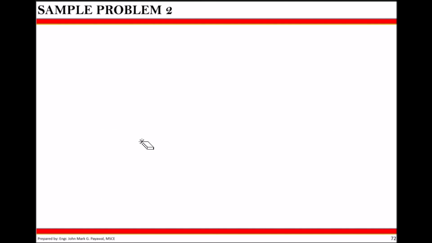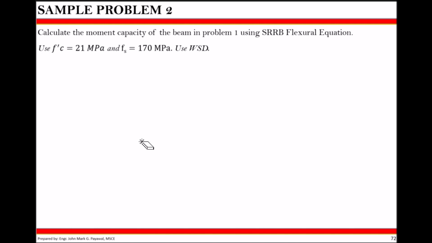To continue, this is a sample problem. We'll try to apply our understanding of a singly reinforced rectangular beam using the flexural equation and applying our knowledge of design criteria. We calculate the moment capacity of the beam in problem 1 using the SRRB flexural equation, using Fc prime equal to 21 and Fs equal to 170 megapascal. Use the working stress design principle.